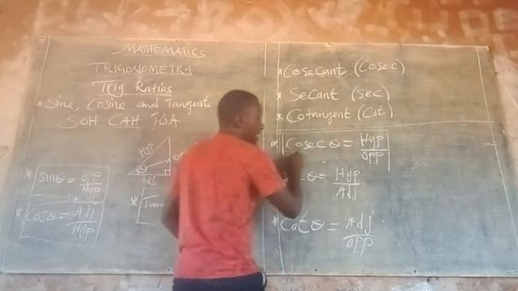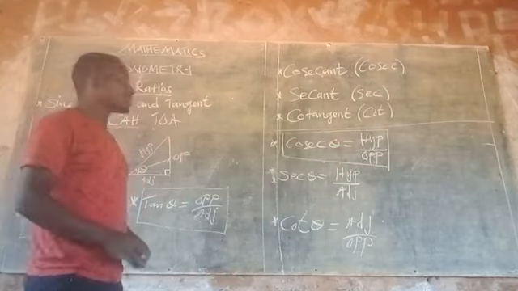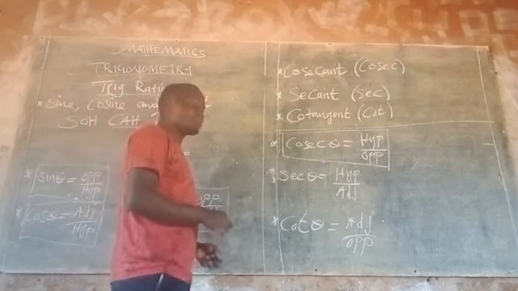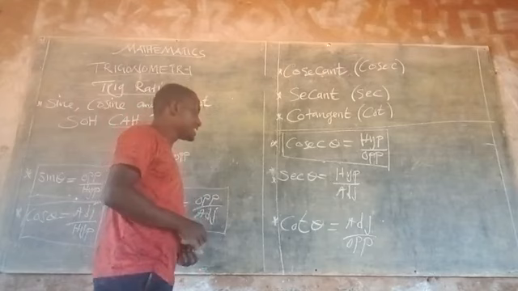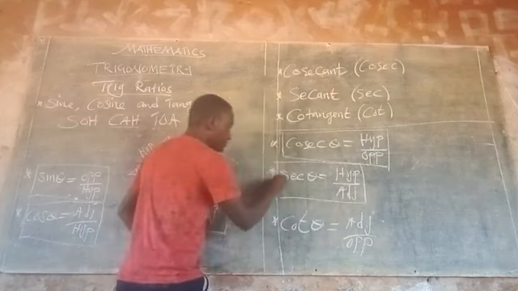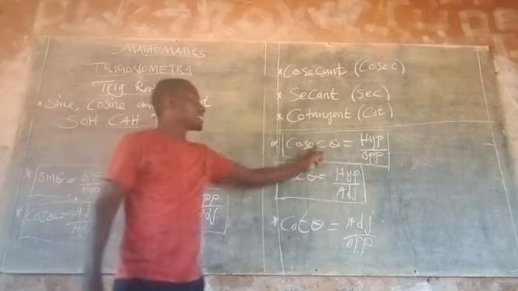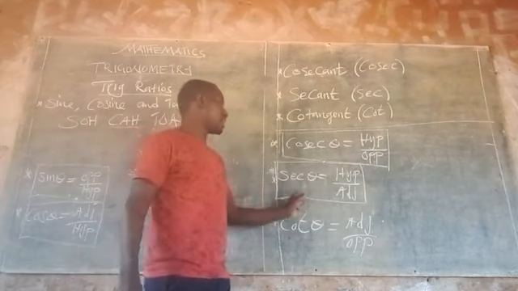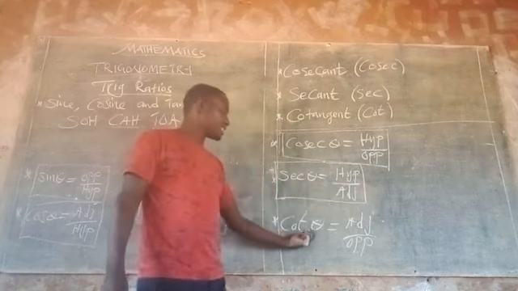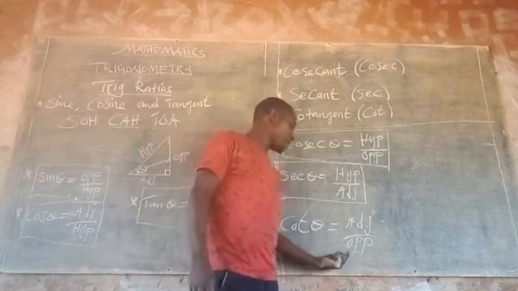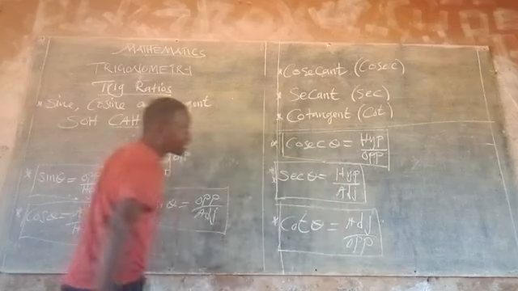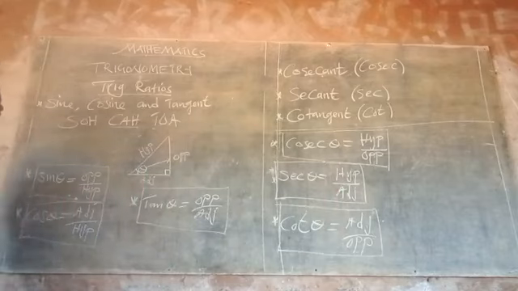These ratios help us to understand the trig identities. We are going to look at the trig identities, I'm sure, in my next video. So cosec theta is equal to hypotenuse over opposite, sec theta is equal to hypotenuse over adjacent, cot theta is equal to adjacent over opposite. These help us to understand the trig identities.